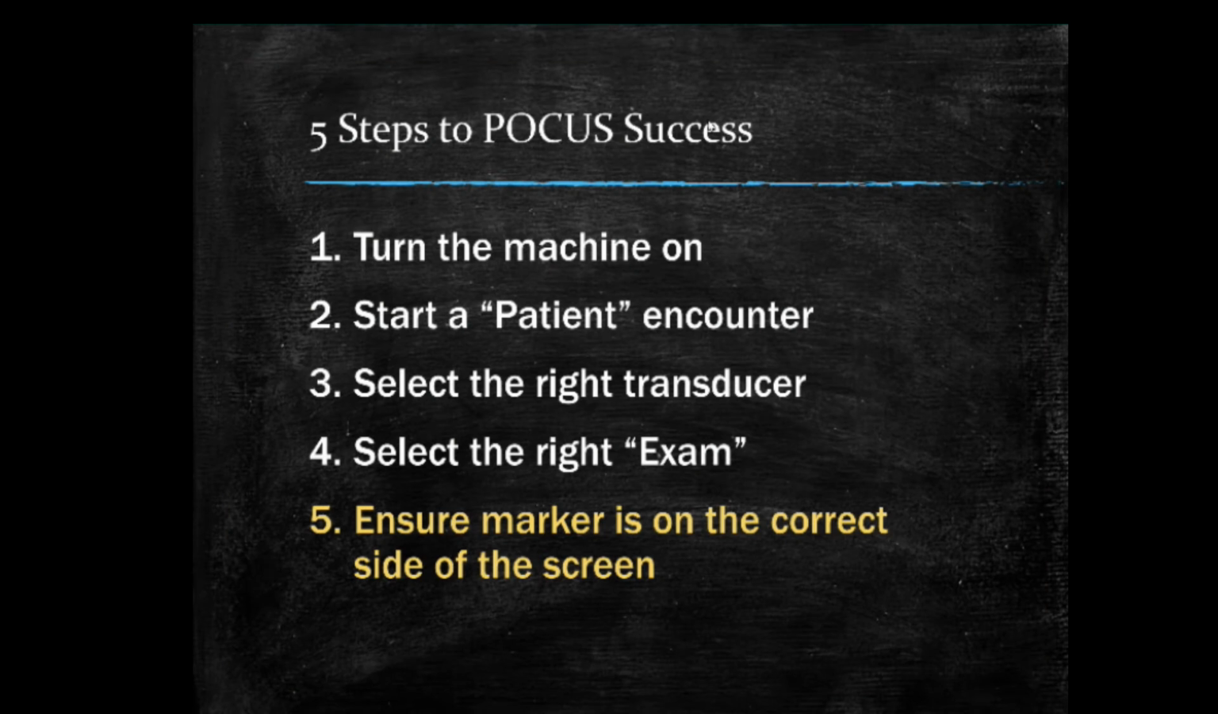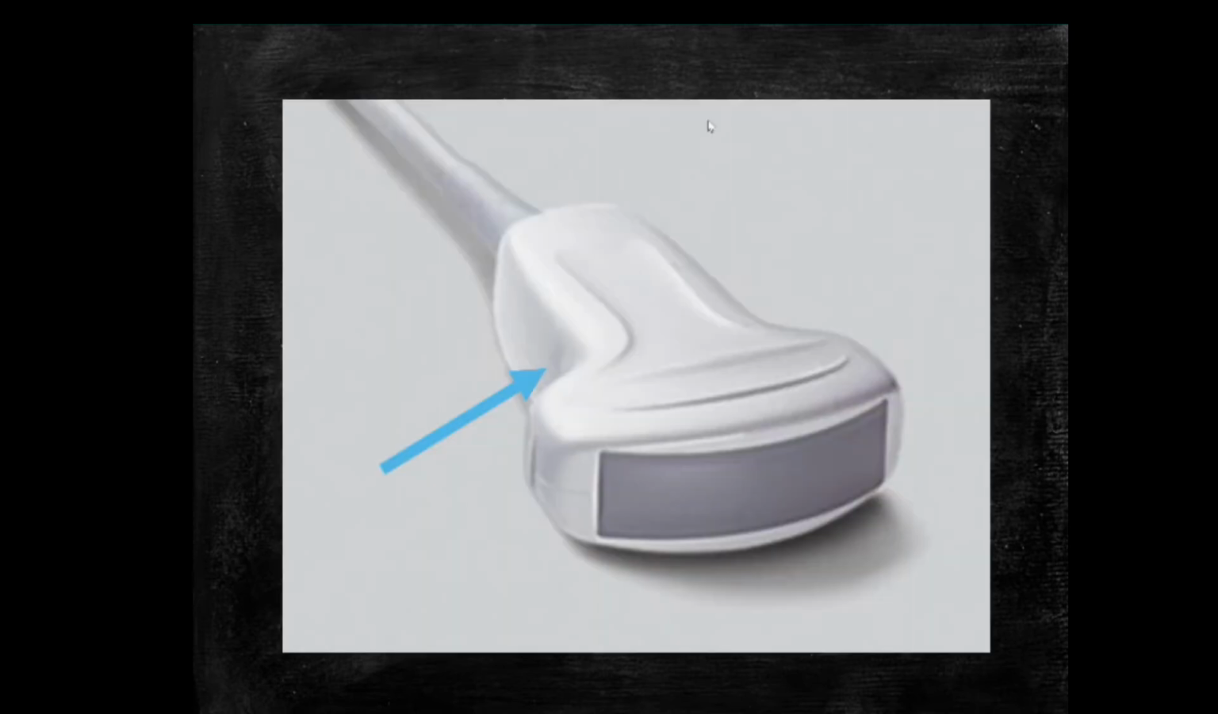Okay, so we turned the machine on, we started the patient encounter, we selected the right transducer, we selected the right exam. Now we just need to make sure that the marker is on the correct side of the screen and correlates with the transducer. This is important because it helps with triggering our brain and helps with conventions.